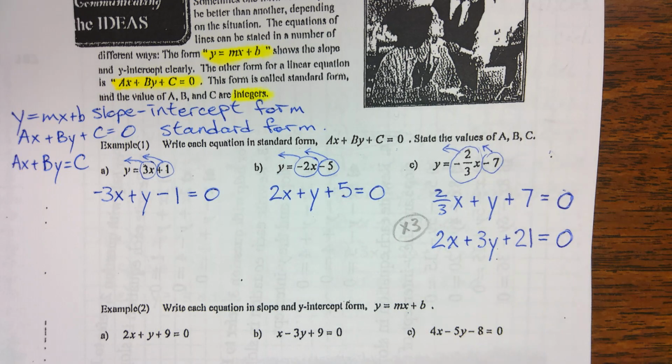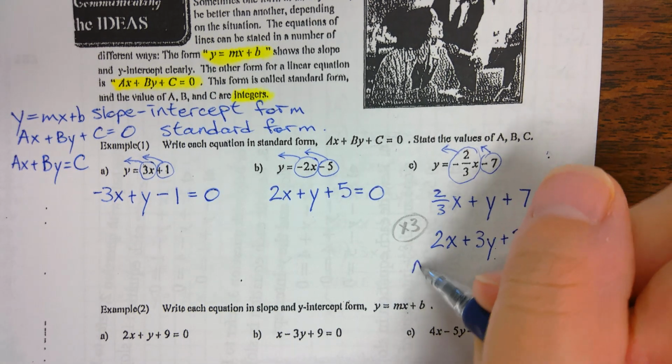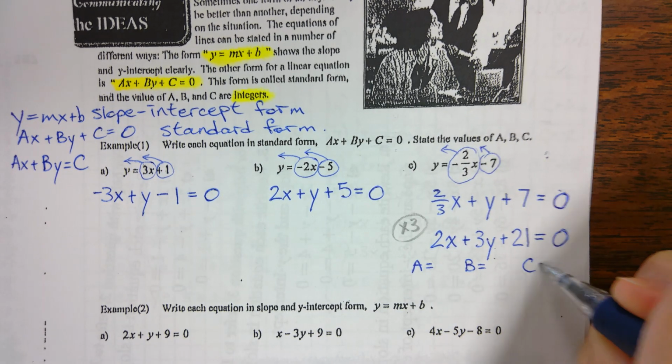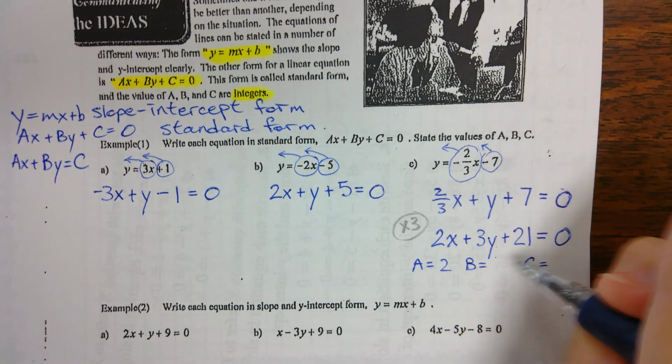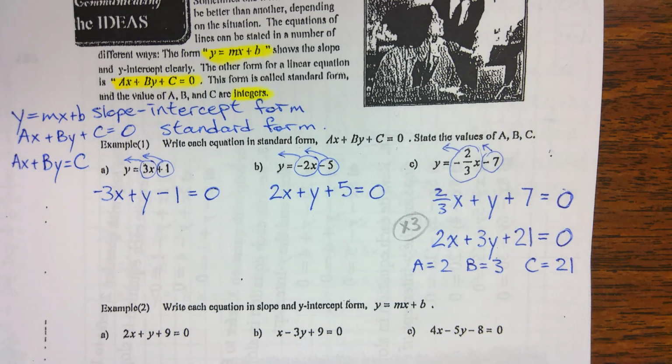Now that's standard form. What's the value of A? What's the value of B? And what's the value of C? Yep. A is 2, B is 3, C is 21. And remember, A, B, and C are integers. So not 2x, not 3y. It's just the integer.